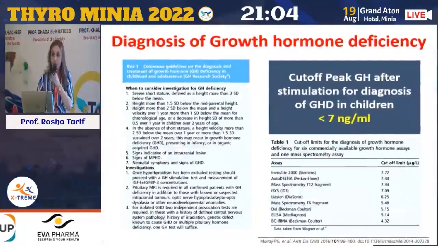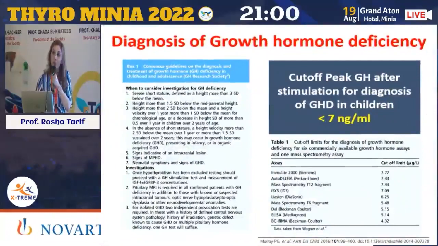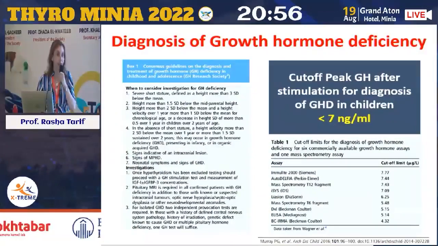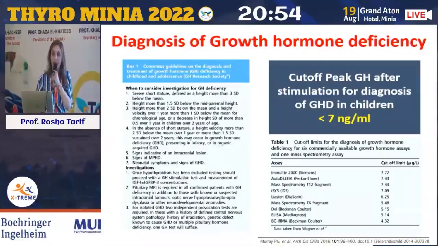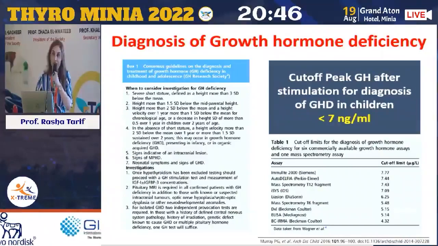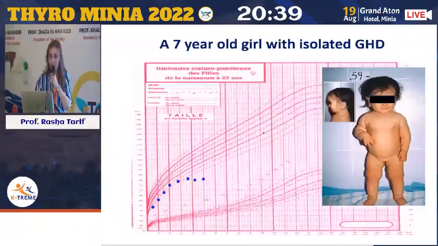And here you can see the criteria proposed by the Growth Hormone Research Society for diagnosing growth hormone deficiency. And most of the references agreed on a cutoff of less than 7 nanograms per ml to diagnose growth hormone deficiency. And you can see that there is inter-assay variability. So it's very important to take the assay into account.